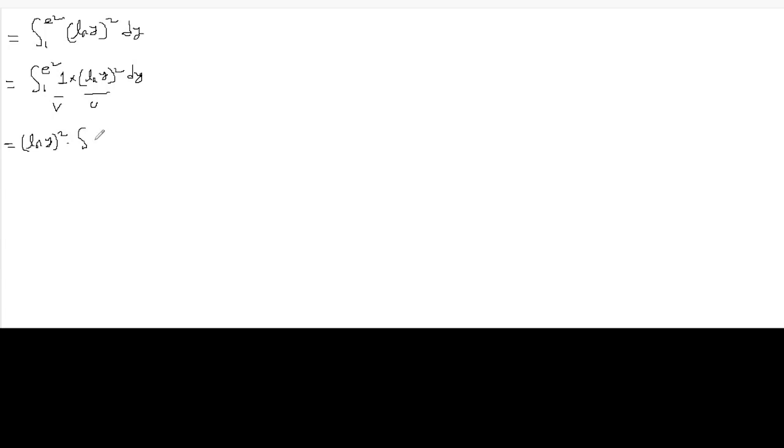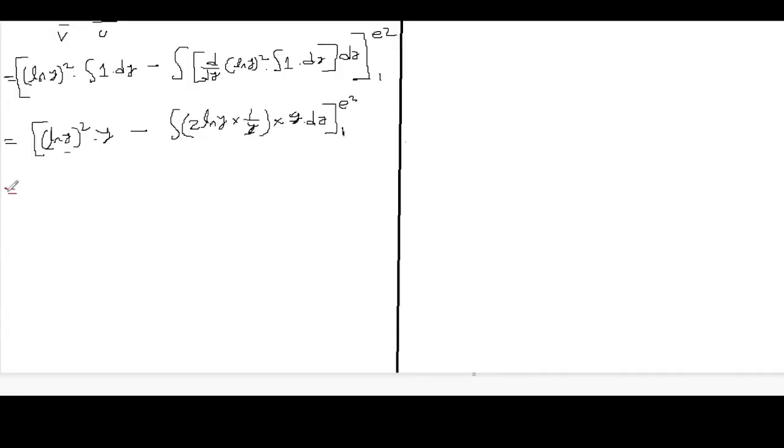square into integration of 1 dy minus integration of differentiation of ln y square into integration of 1 dy. And we have to take the limits for the entire expression, 1 to e square. So now we are going to split the limit for both parts.